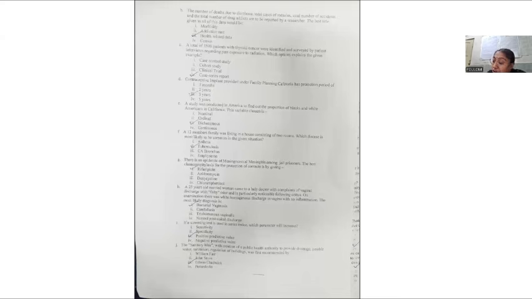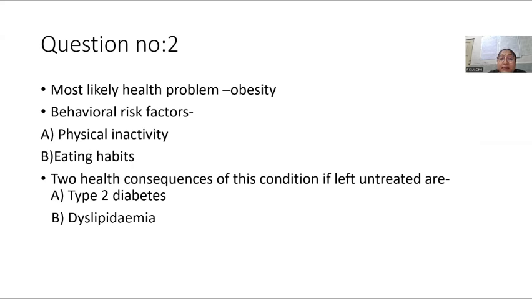If left untreated, what preventive strategies can be implemented at school level for these cases? Which level of prevention is applicable to this scenario? Mention the name of the national program related to it. The marks are 2 + 2 + 2 + 6 + 2 + 1. Now, for 2 marks, the most likely health problem is obesity. The behavioral risk factor associated with it in this adolescent is physical inactivity and eating habits. 2 health consequences of this condition, if left untreated, are type 2 diabetes and dyslipidemia.